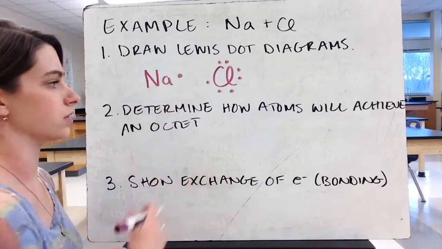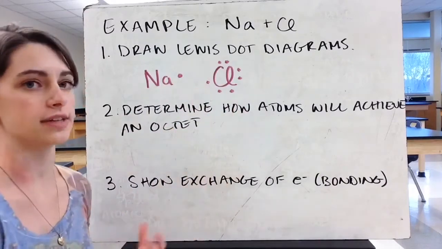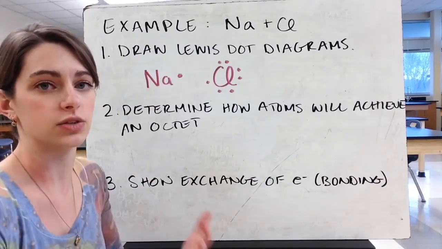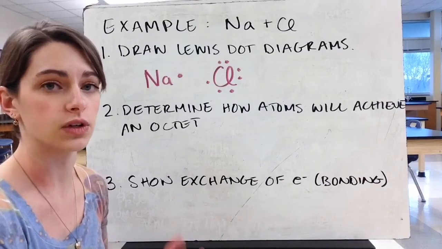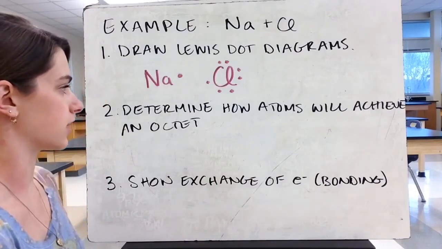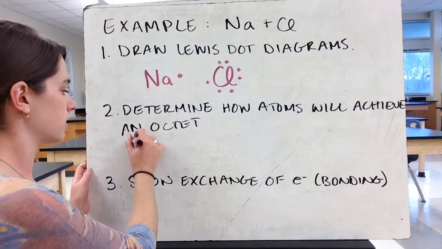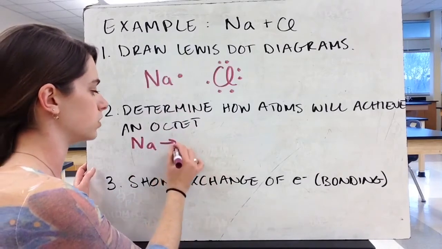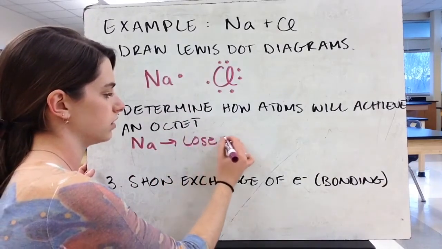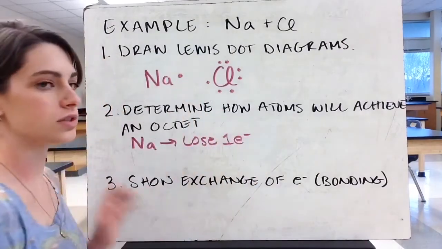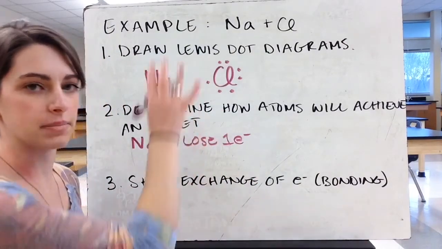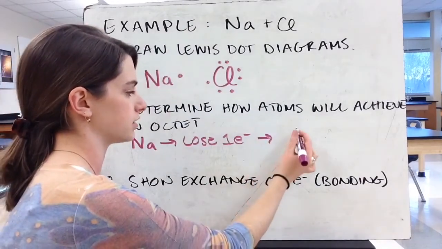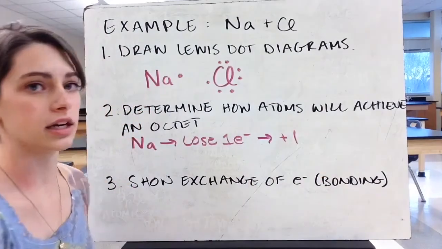Now, we compare these two, and we're going to look at how the atoms will achieve an octet. Remember, when we're looking at valence electrons, the goal is to get to 8, or have an octet or a full outer shell with valence electrons. So the easiest way for sodium to get its octet is to lose an electron. It's going to lose its 1 valence electron, bump it back on the periodic table, and it'll have an octet. So that means it's going to have a +1 charge.